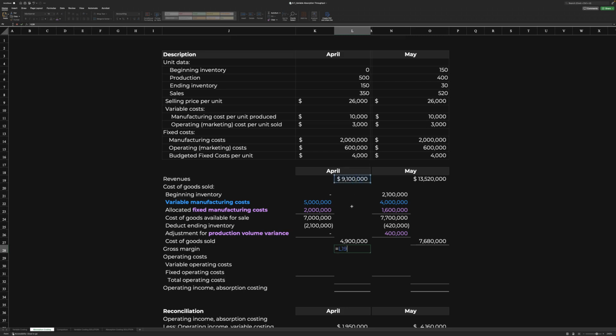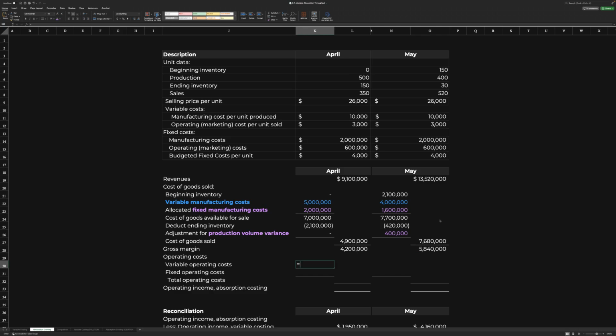We can now go ahead and calculate the gross margin. For April, it's going to be 9,100,000 in revenue. Subtract the cost of goods sold gives us $4.2 million. For May, we will take 13,520,000 and subtract 7,680,000 in cost of goods sold, and we get 5,840,000.